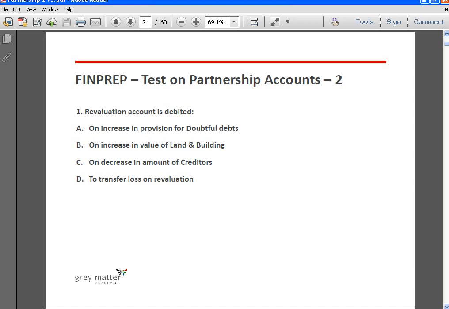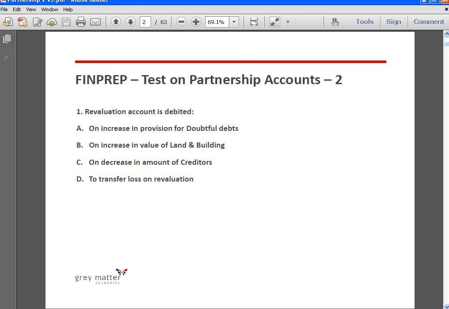We know that the revaluation account is a nominal account, and all losses will be debited to the revaluation account, and all incomes or profits will be credited to it. After all the entries have been put through, if there is a revaluation profit, it will appear on the debit side. If there is a revaluation loss, it will appear on the credit side of the revaluation account.